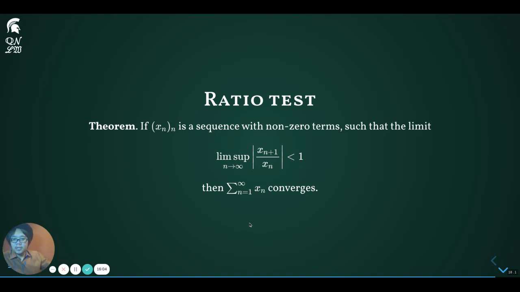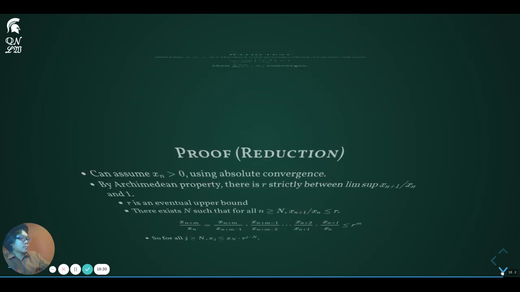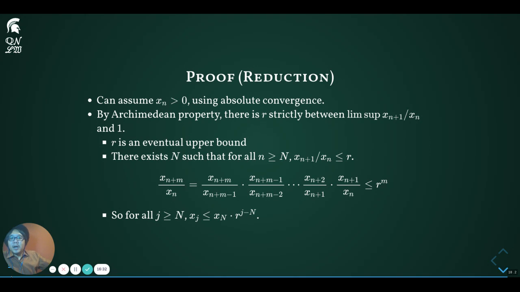So what is the idea behind the proof? The idea is essentially that if there is a limiting ratio from one term to the next, then our series is approximately a geometric series. And we know that geometric series with ratio less than 1 converges. So our goal with the proof is to try to compare our series to a geometric series. To implement this comparison, we first do some reductions.